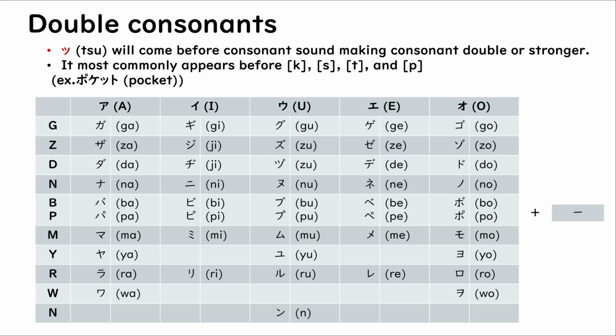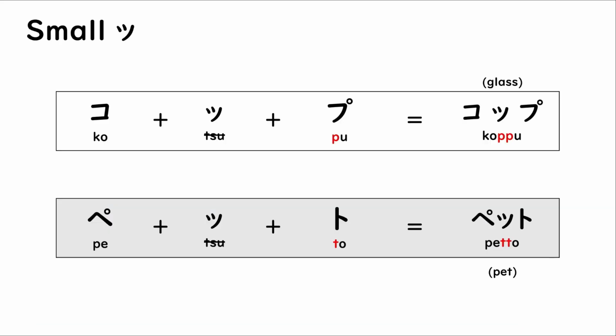Now let's talk about double consonants, the small tsu. As we already learned, the small tsu means you stop the sound for one beat. For example, pocket. Don't skip the small tsu, it's very important for speaking Japanese naturally. Let's look at examples. Koppu, koppu, petto, petto. Great!